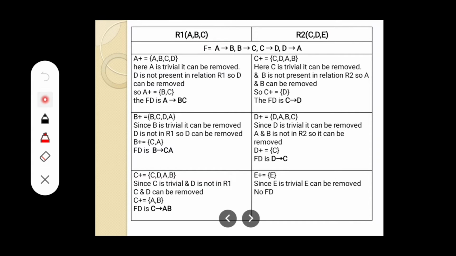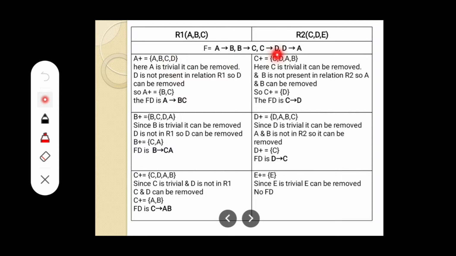So let us see how to find the closure of A. We will look into the functional dependencies. For A closure, the first value is A itself, because of the trivial functional dependency. What will be the second value? A determines B, so B is the second value. Now, is anything starting with B? Yes, B determines C, so C is the next value. Is anything starting with C? Yes, C determines D, so D is the next value.